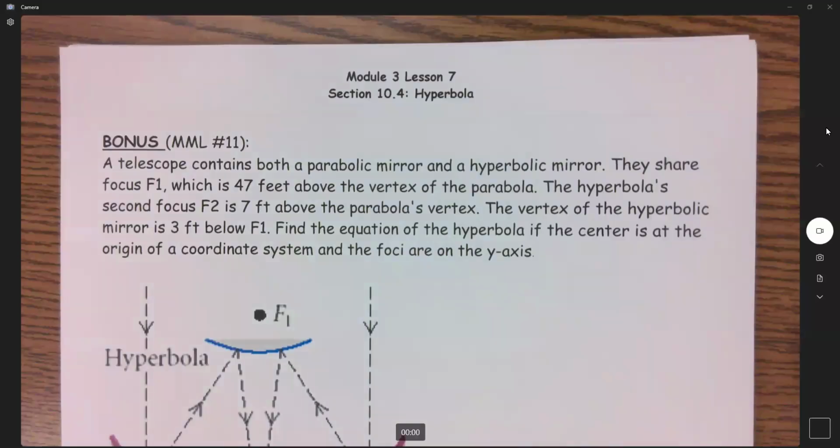This is a bonus example. In fact, it's a question that you're going to see in MyMathLab. And I get a lot of questions over it, so I thought I would just put it in the notes and do an example. It says a telescope contains a parabolic mirror and a hyperbolic mirror.